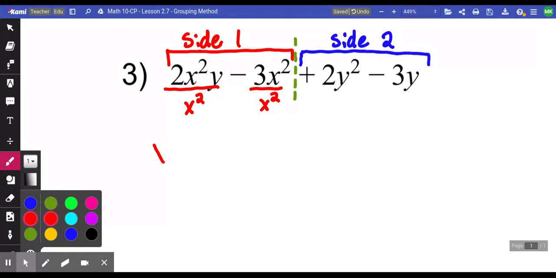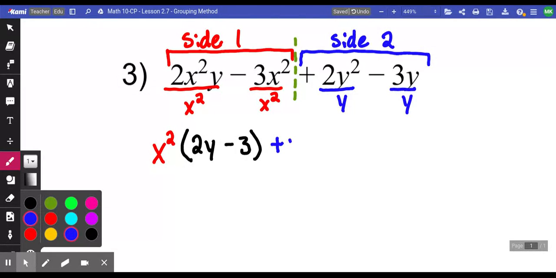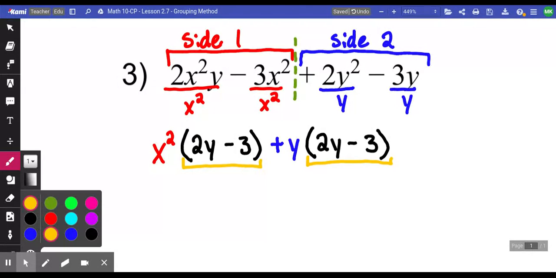When I do that, the x squared is out front, and I'm left with 2y minus 3. On the second side, I look at my things and I realize I could take out a y from both things. It's a positive y I took out, so I'm putting plus y. And then I go in my brackets, I'm left with 2y minus 3. If you did that properly, you should have 2 things in the brackets that are the same.